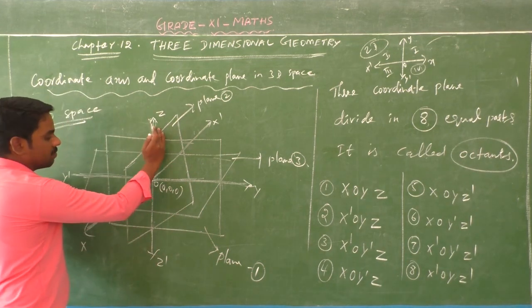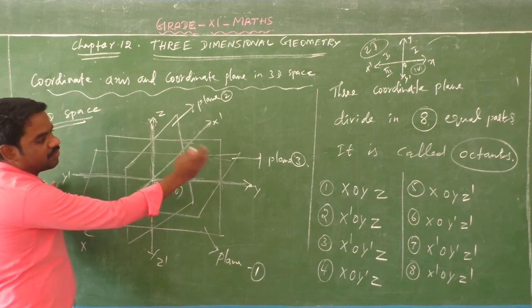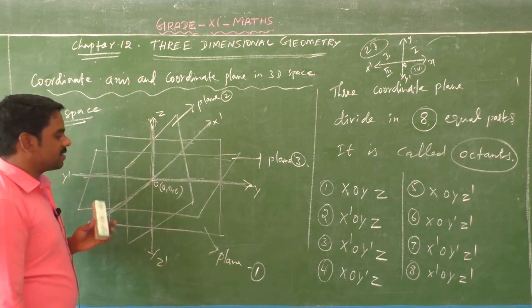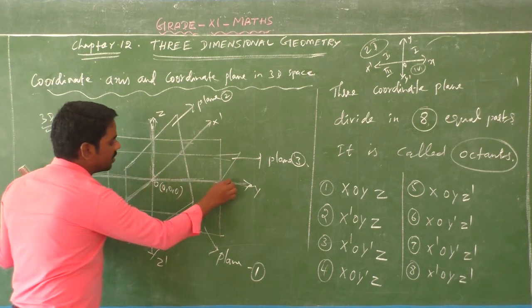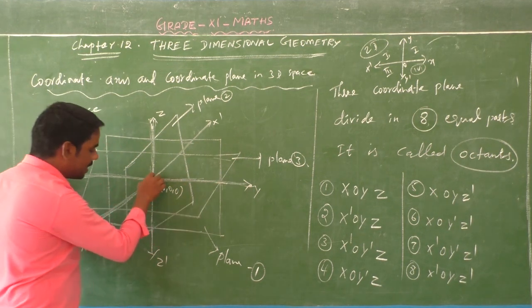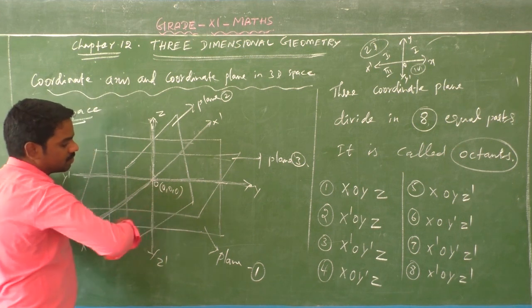Okay, so that covers the first, second, third and fourth ones. Next, the fifth one, XOYZ dash, is the part on the right side, downward, this space.